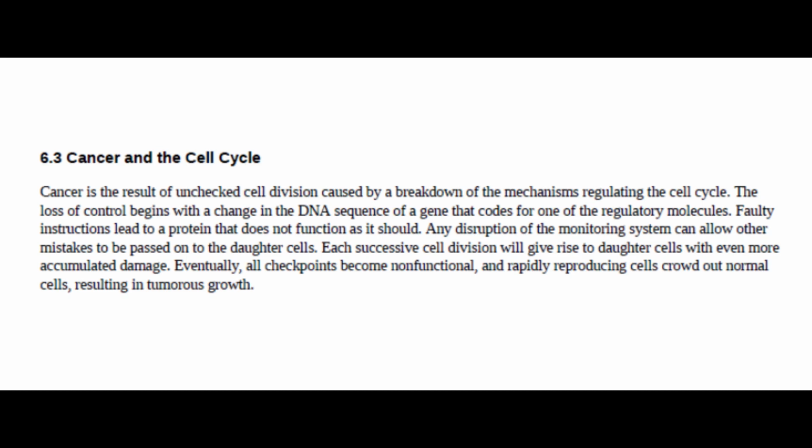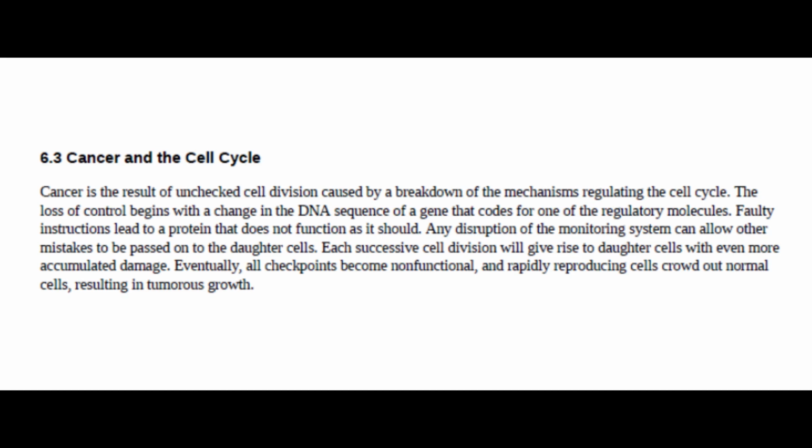Cancer is the result of unchecked cell division caused by a breakdown of the mechanisms regulating the cell cycle. The loss of control begins with a change in the DNA sequence of a gene that codes for one of the regulatory molecules. Faulty instructions lead to a protein that does not function as it should.